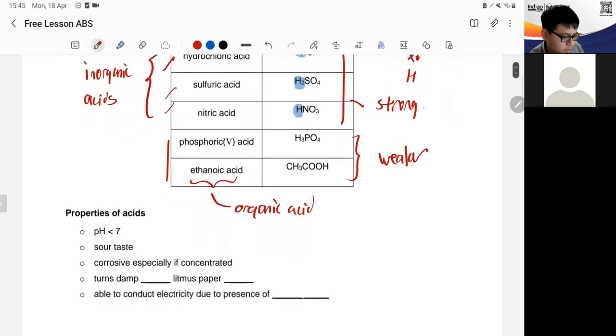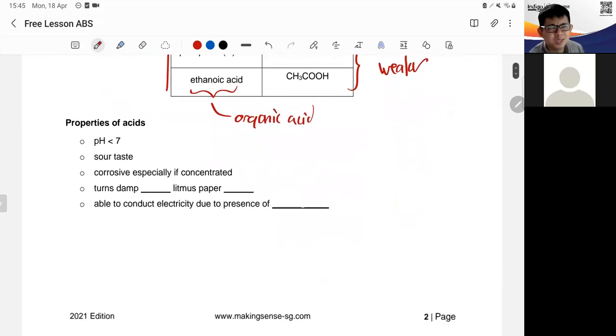Okay, moving on. Some properties of acids. In Sec 1, Sec 2, you learned that acids have pH less than 7. There's a section on the pH scale which we'll discuss later. I won't go through too much about all these basic properties because you already know that it has a sour taste, it turns damp blue litmus paper red. It's able to conduct electricity due to the presence of mobile ions.